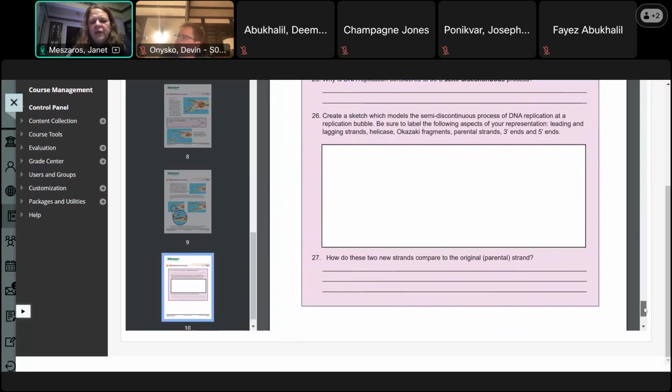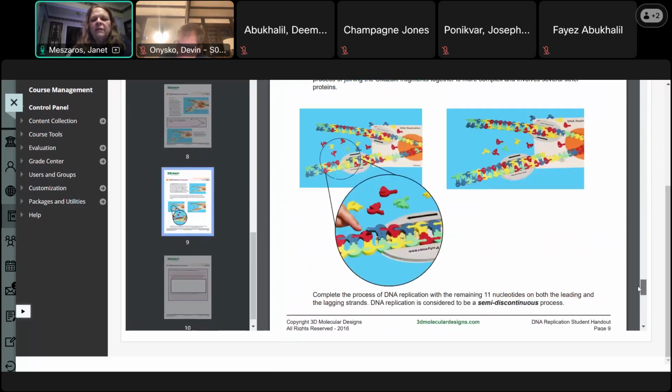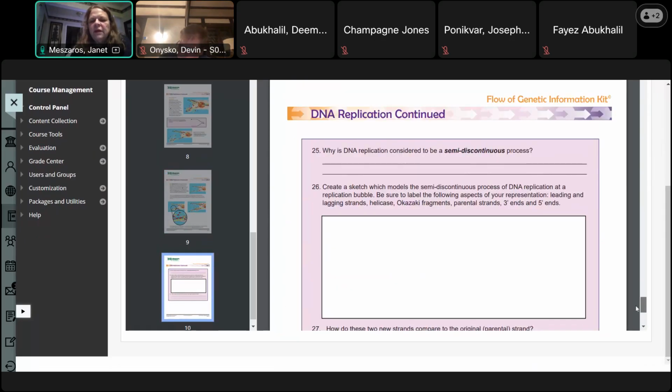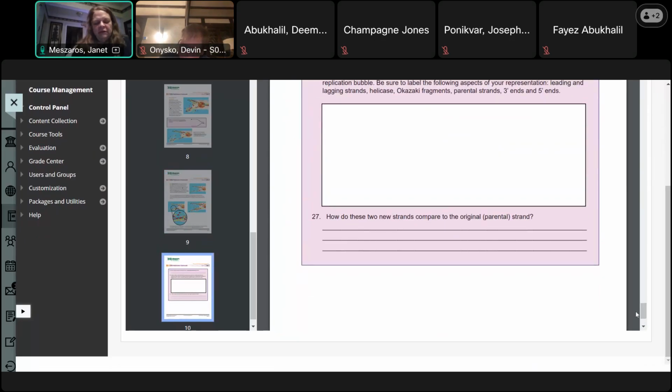How do the new strands compare to the original parent strand? They're anti-parallel, right? When you get done doing this, you would have two new DNA strands. Each half has a parent strand and a new strand. So that's called semi-conservative. And I'm sure you heard about that in lecture. Are we okay with this?